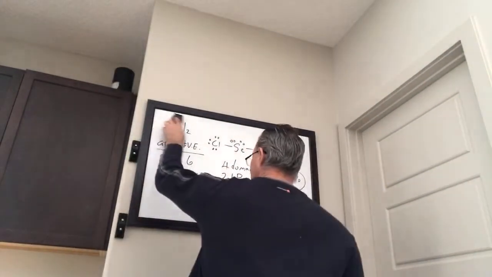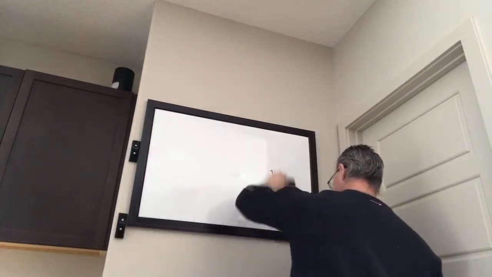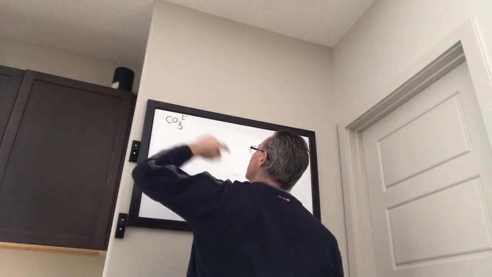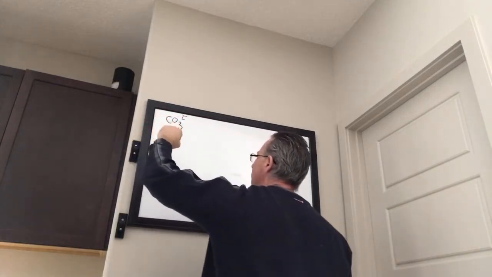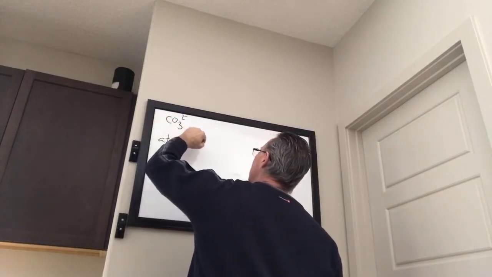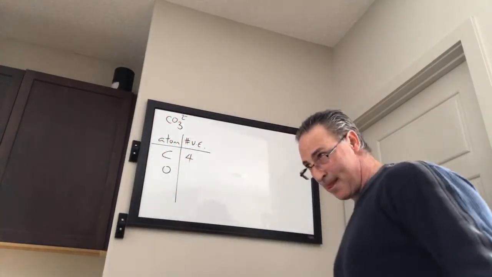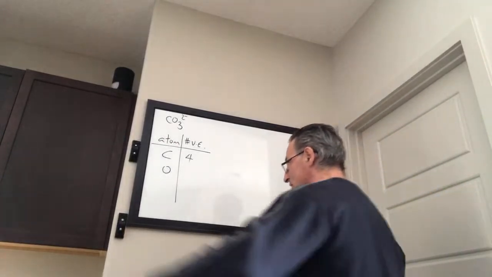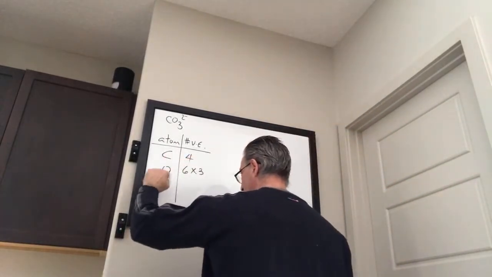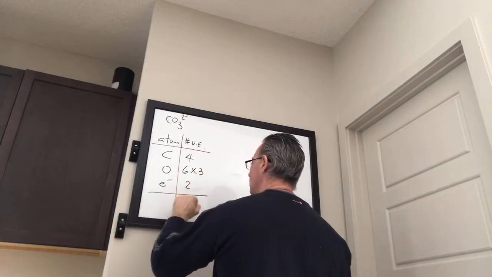Let's do carbonate next. Carbonate, -2 charge. So carbon is group 14, the carbon group, 4 valence electrons. Oxygen has 6, and there's 3 oxygens, and then you have an extra 2 electrons for the charge. 3 times 6 is 18, plus 2 is 20, plus 4, 24. 24 electrons in carbonate.